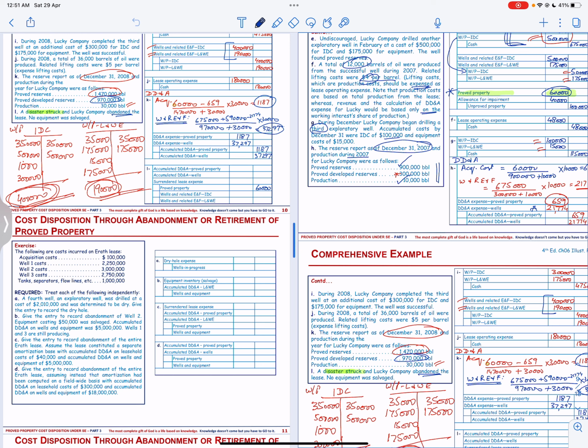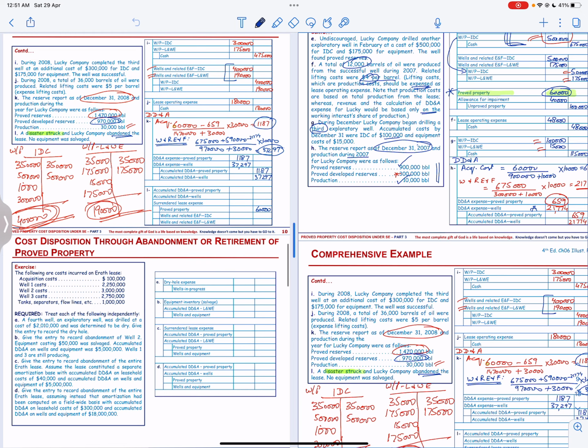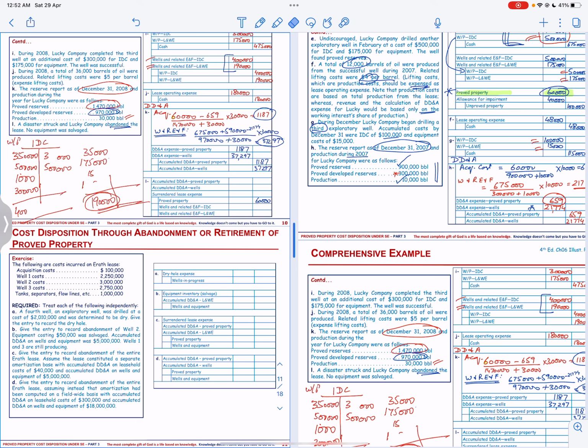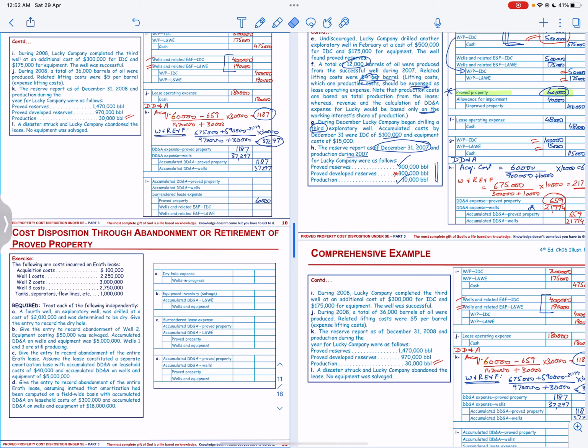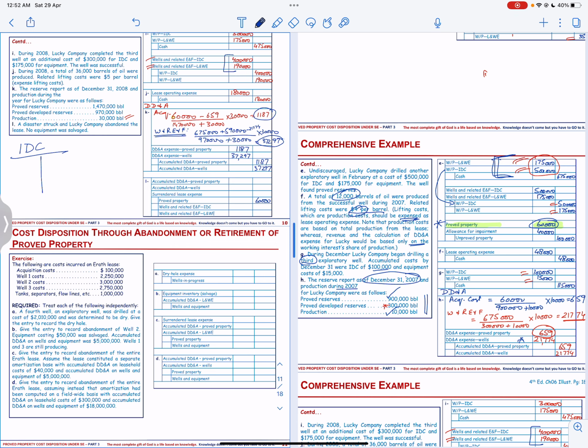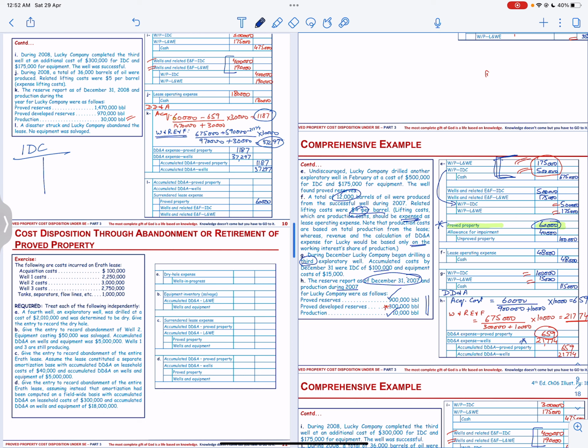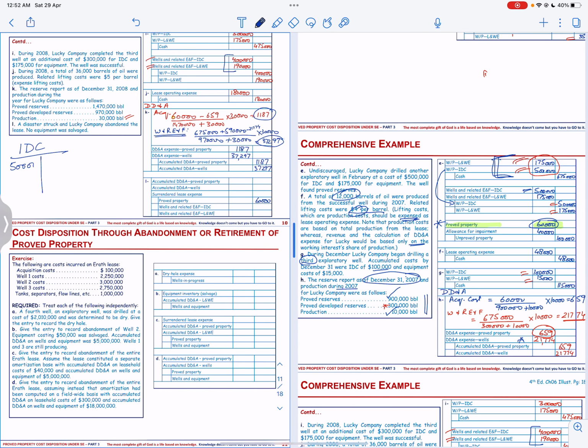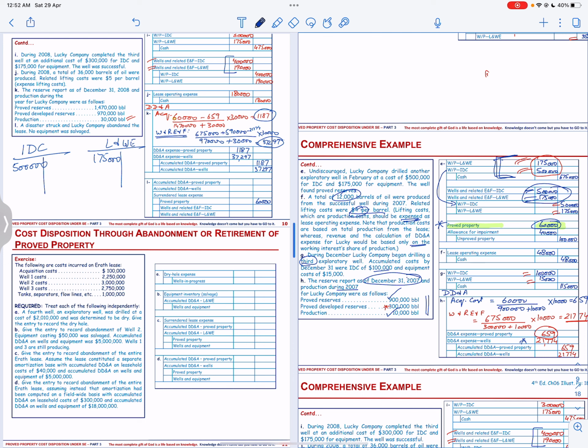I will erase this one. So we have the intangible drilling cost, and let us see how we calculate. Now for intangible drilling cost, we have wells and related, not wells in progress, wells and related equipment and facilities for 500,000, and for lease and well equipment it is 175,000. 500,000 for intangible and 175 for lease and well equipment.